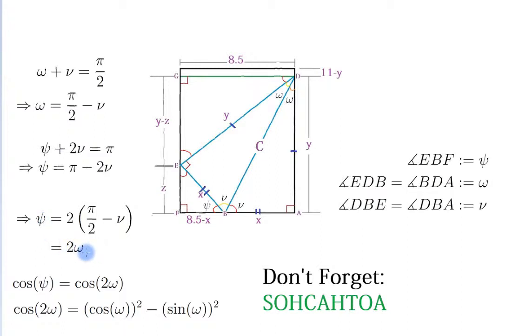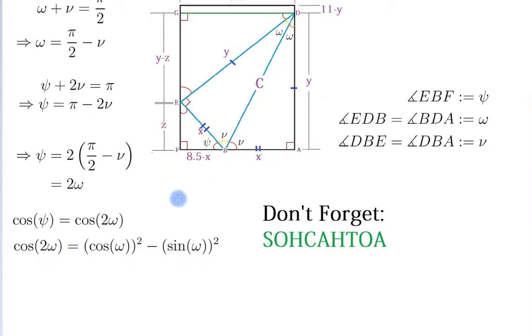Now that implies that the cosine of c equals the cosine of 2 omega. And if you remember your trigonometric identities, cosine of 2 omega equals cosine squared of omega minus sine squared of omega. Now what is cosine of c? Well, don't forget your SOHCAHTOA, right? I think this is universal in every math class you're ever going to see in your life. You're always going to find this SOHCAHTOA thing, which means that sine is opposite over hypotenuse, cosine is adjacent over hypotenuse, and tangent is opposite over adjacent. So what is cosine of c?